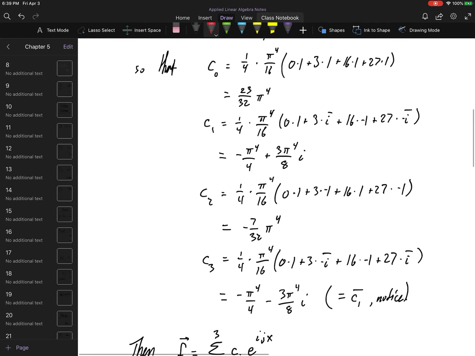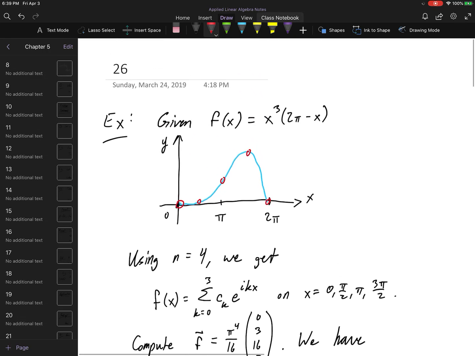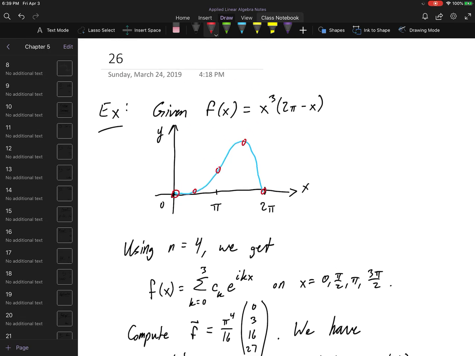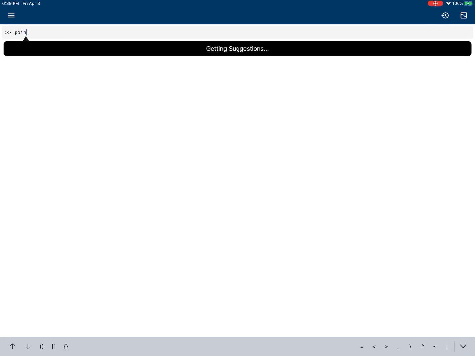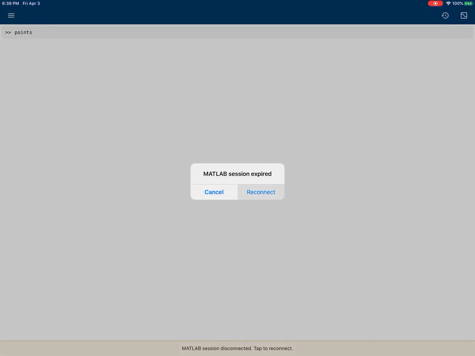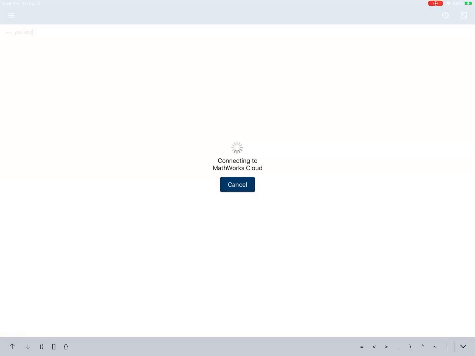So here's where we're going to start. We're going to do the same computation we did in the previous video, but we're going to do it in MATLAB now. So let's go ahead and set it up. Once again, I'm using MATLAB Mobile here. And we're going to start by collecting some sample points.